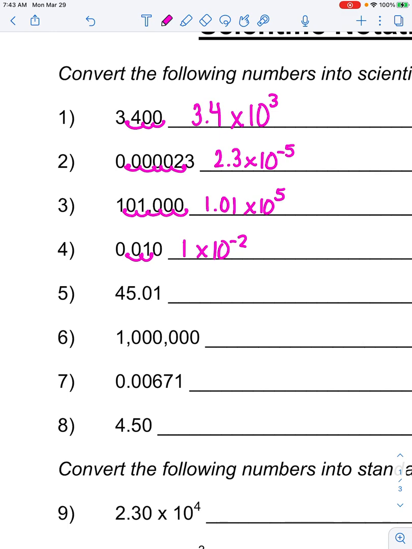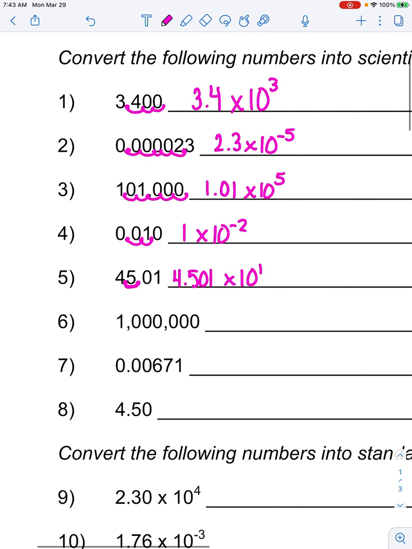Number 5, your decimal is here, but we want to move it here. So we're going to have 4.501 times 10 to the, and we moved it one space to the left. So that's going to be not to the left, but we want to make that number bigger, so it's going to be a +1.